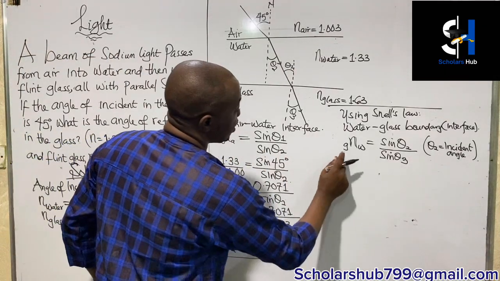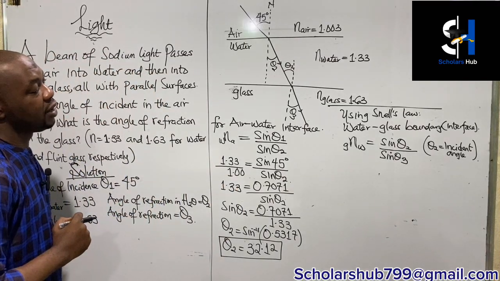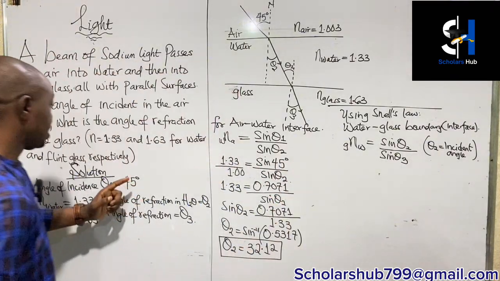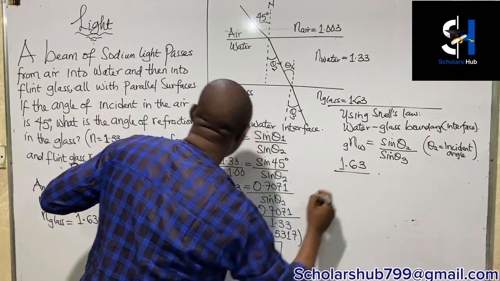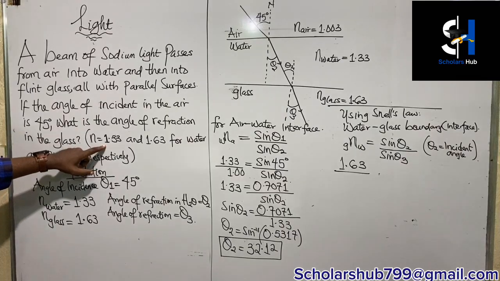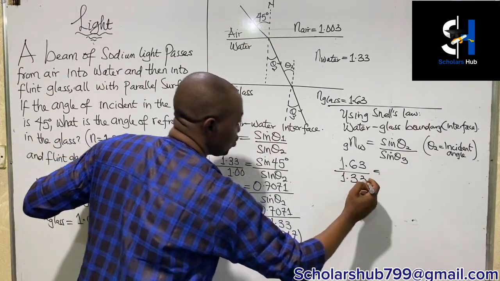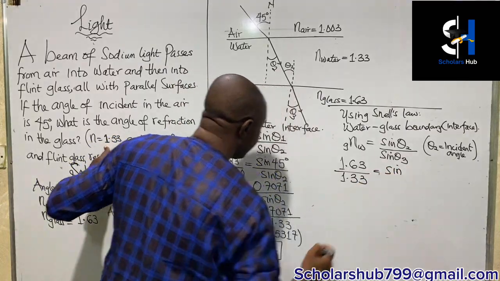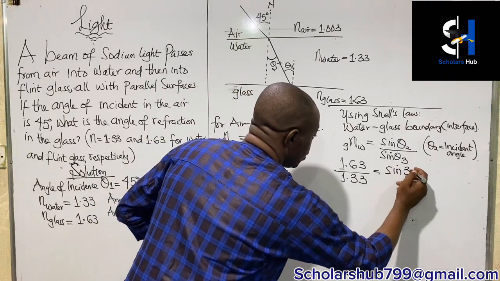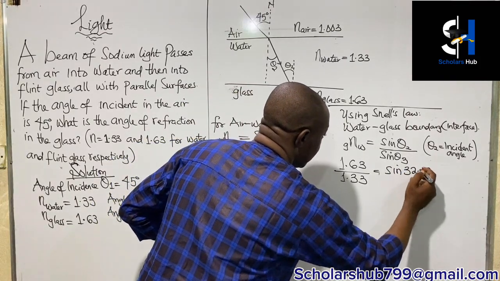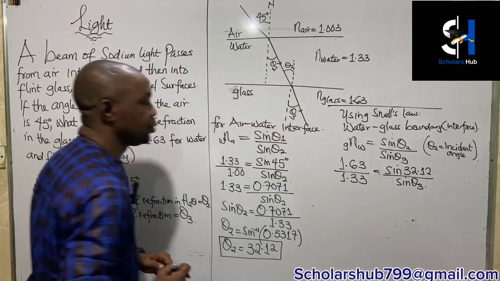Let's plug in the values. For glass, we are given 1.63. For water, we are given 1.33, and that equals sine of theta 2, which we calculated as 32.12, over sine of the third angle.